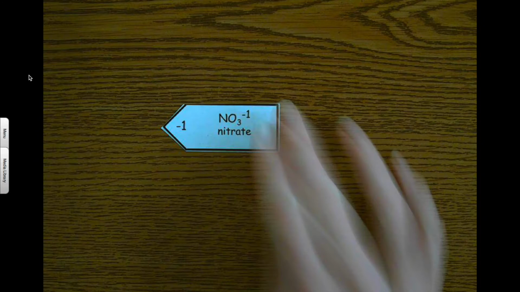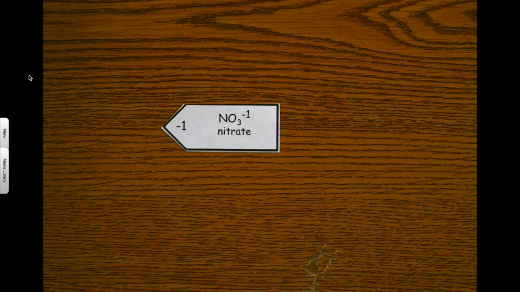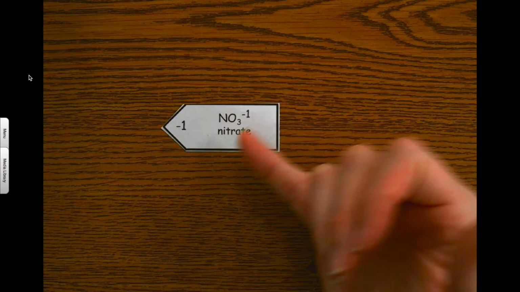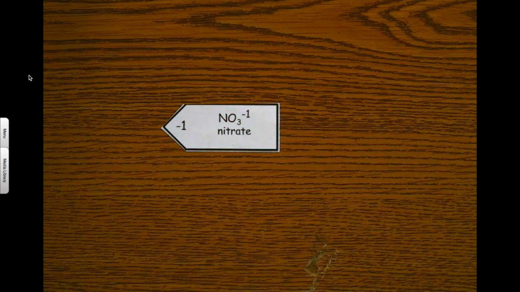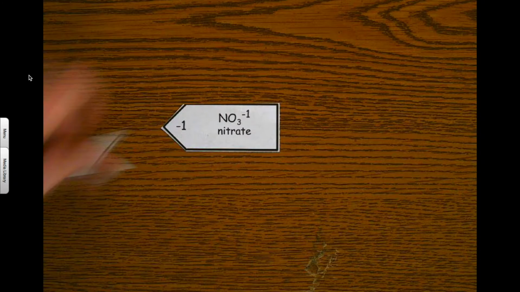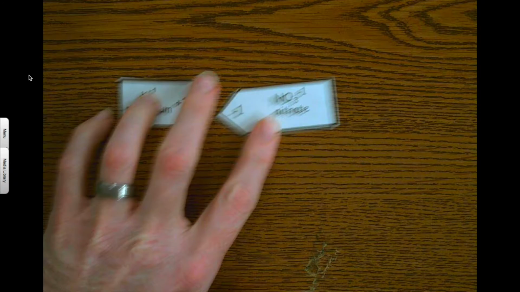So a polyatomic ion is something like this. This is a nitrate. It is an ion, and it has more than one atom. So that's why we call it polyatomic. So we're going to treat them as an entire group. You'll see that it's got its own little piece right there. So NO3 is its whole group. This would be potassium nitrate.